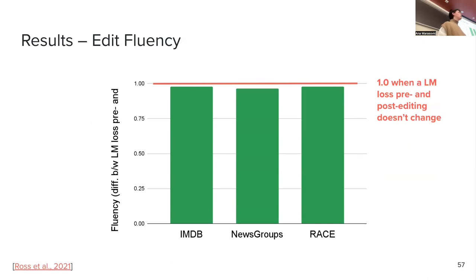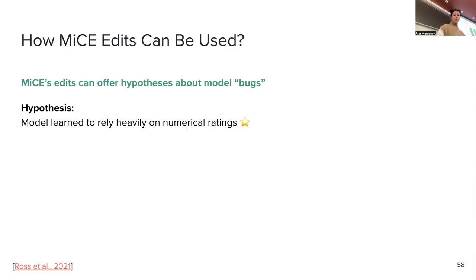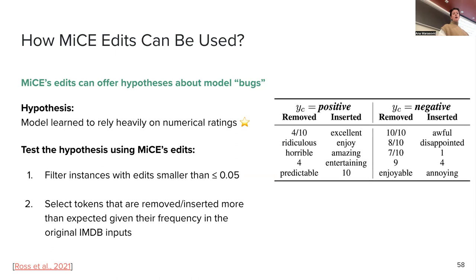And finally, we don't want the prediction to flip to another label just because we again produce out of domain examples. So we check that the perplexity of the original and the edited instances is similar by dividing their perplexities. So this should be close to one. And then finally, we have talked about how we can use these edits to find data shortcuts.